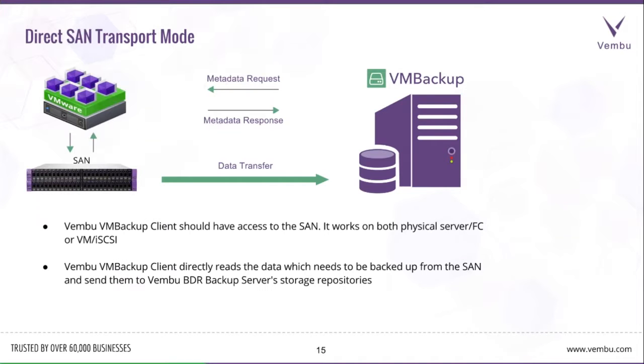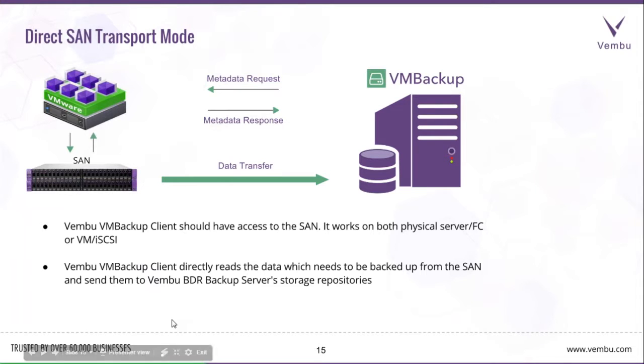You can configure the Vembu VM Backup client to use any one of the above modes permanently. Here it will show you how the direct SAN transport mode is going to work. The VM Backup client should have access to the SAN, and it works on both physical servers through the fiber channel, or if it's a virtual machine, it will work through the ESXi channel.